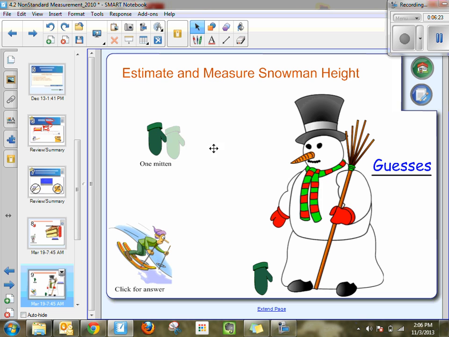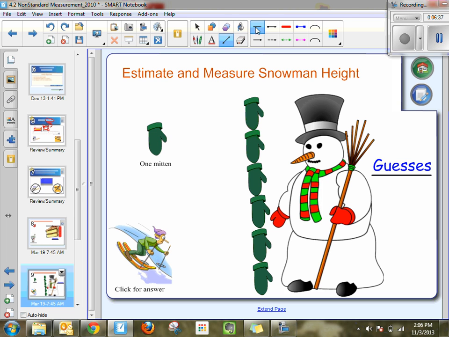So there's 1 mitten. This would make 2. Here is 3, 4. There's 5. And 6. So you can see if I drew a line across here again, it's going to be really close to being the same. So you can see there that our snowman would be a total of 1, 2, 3, 4, 5, and 6 mittens tall. So think about, what was your guess? How close were you? Are you starting to get the hang of guessing?